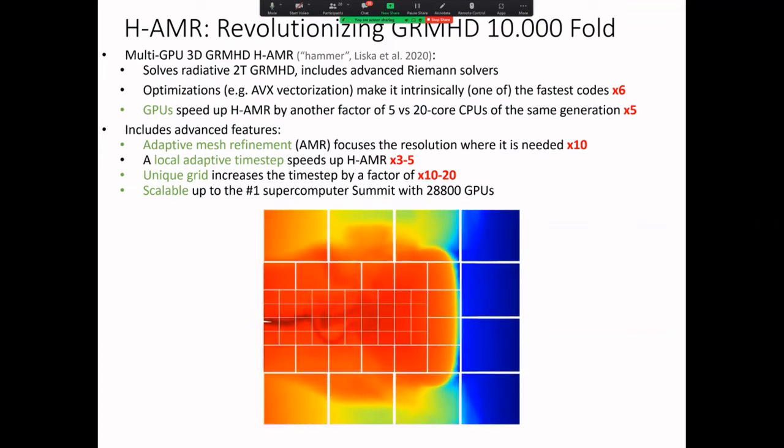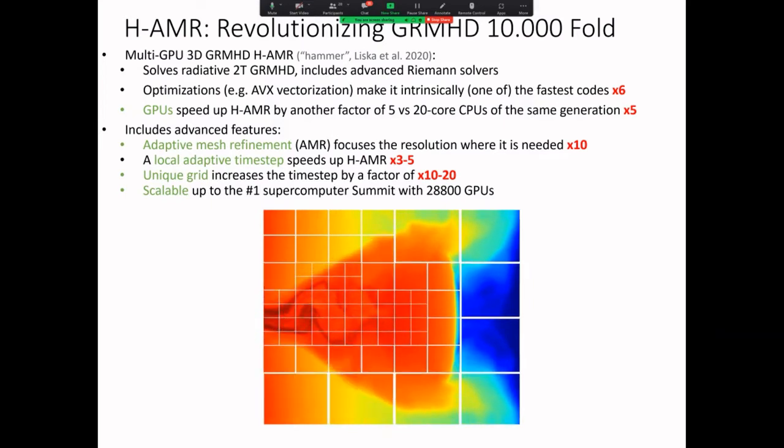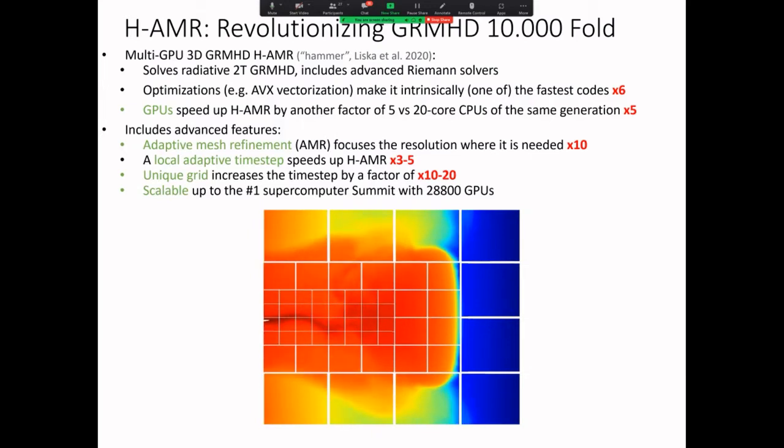There is also local adaptive time stepping, but in the temporal domain. You're putting more computational effort in the regions where it's important, and less in the regions where it's not necessary, or in which you are not interested. In addition, HAMR also uses advanced grids that are really suited to studying black hole accretion. And all of this is scalable to the largest GPU clusters in the world.